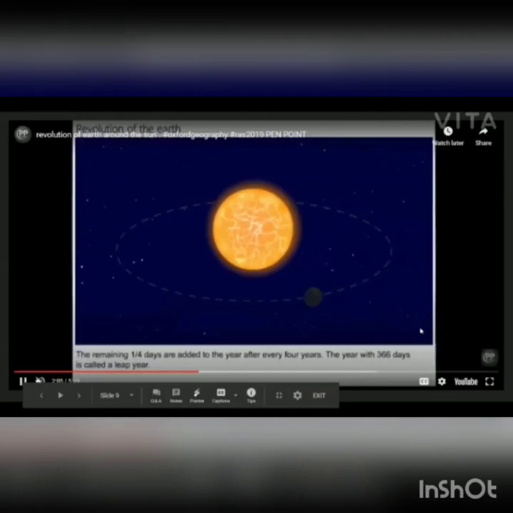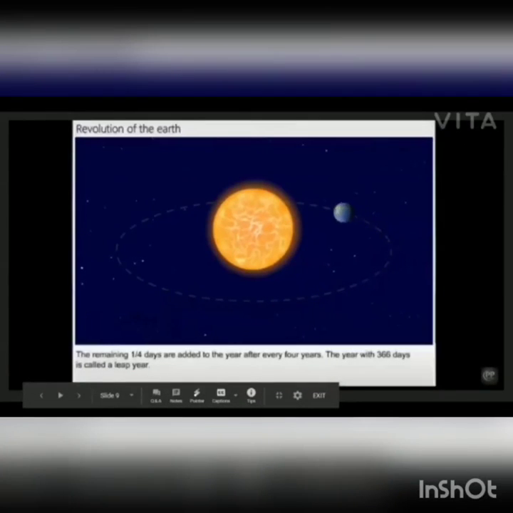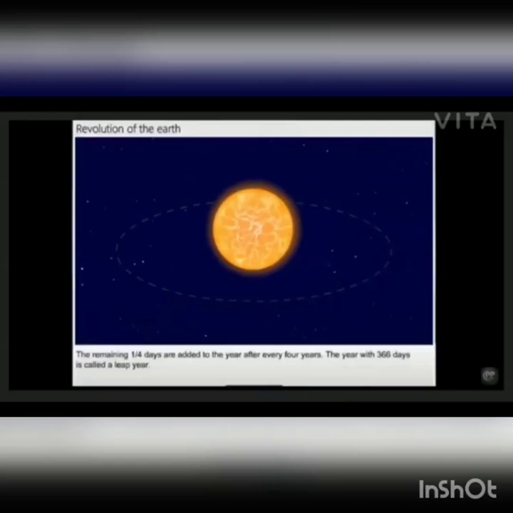The remaining quarter day is added to the year after every 4 years. The year with 366 days is called a leap year. To which month in a leap year do we add the extra day? In a leap year, we add the extra day to February.